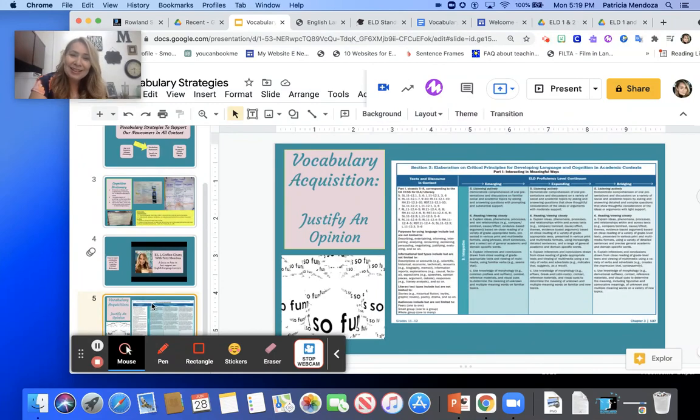So there you are. This is a vocabulary acquisition strategy, justify an opinion. Hope this was helpful.